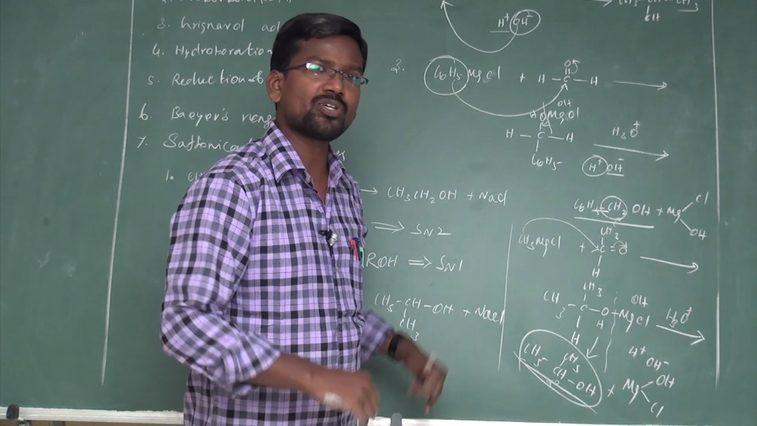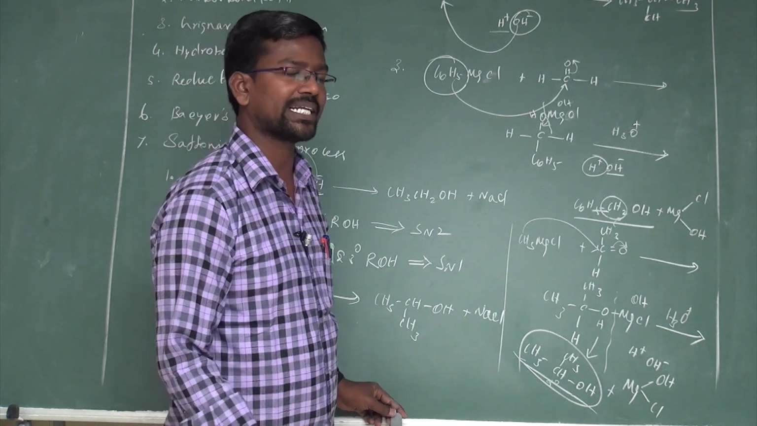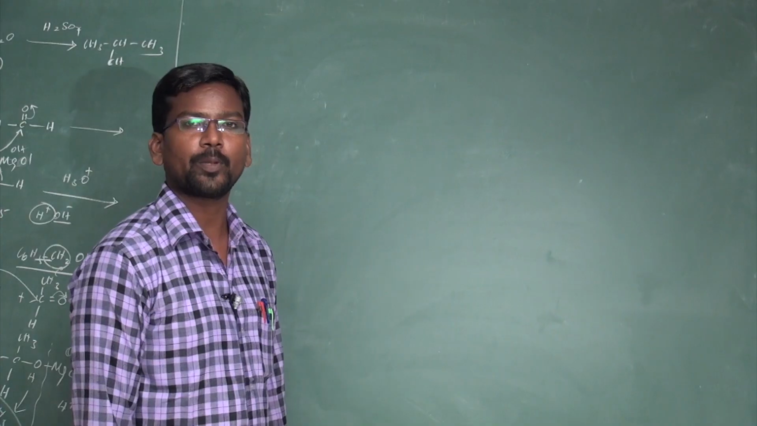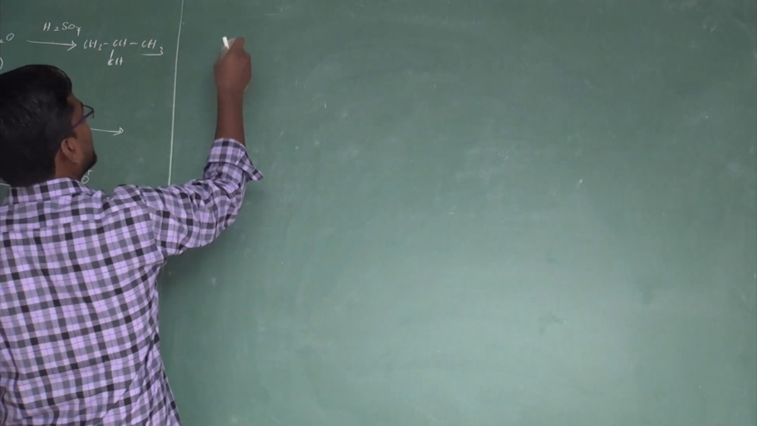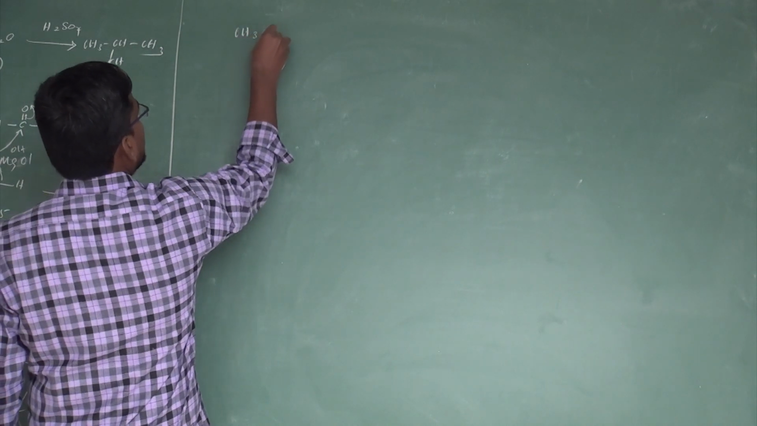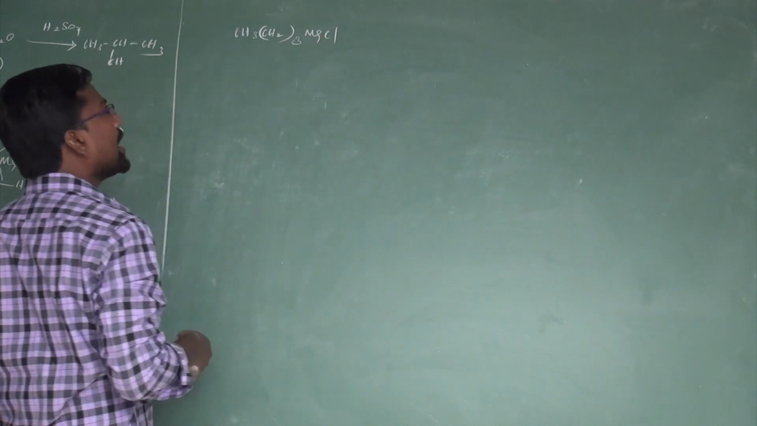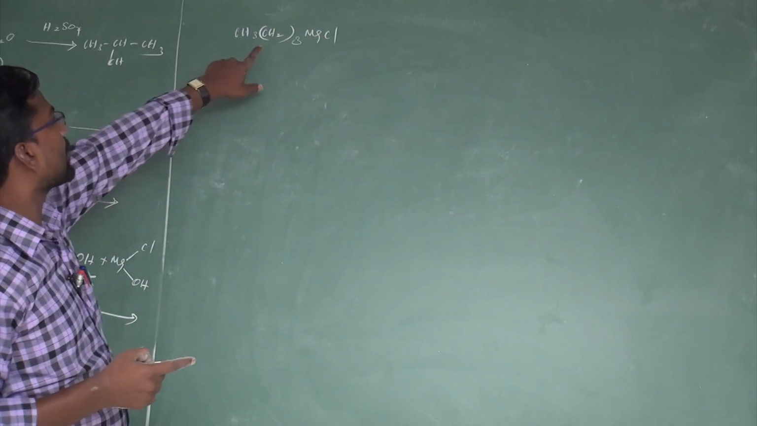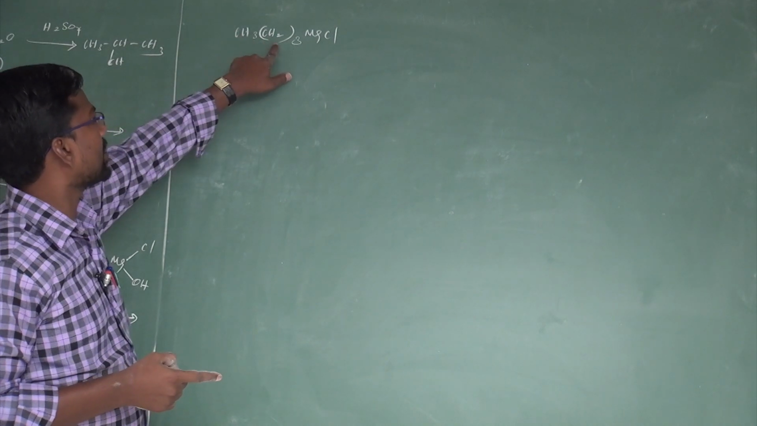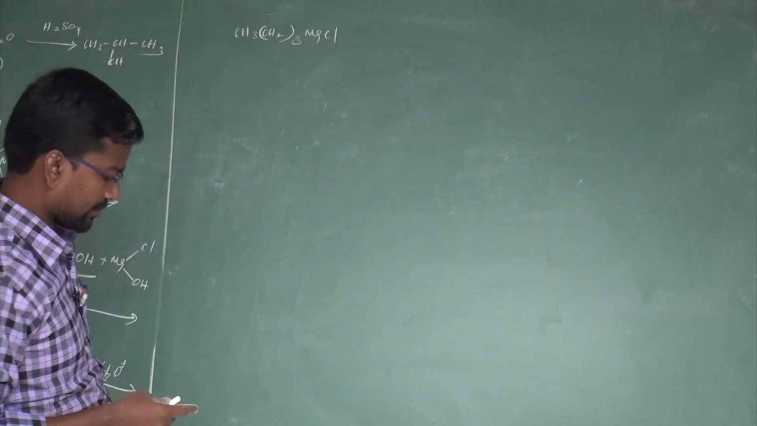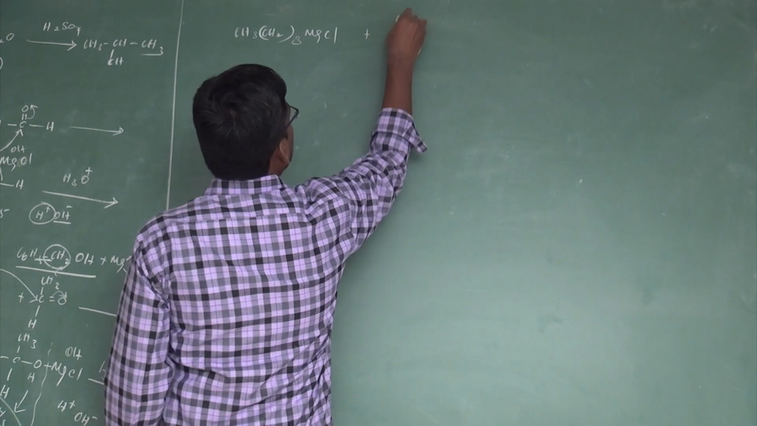Next one, the tertiary alcohol can be prepared from acetone. Acetone reacts with the alkyl Grignard reagent to give the tertiary alcohol. Preparation of tertiary alcohol. CH3, CH2 thrice, MgCl, n-butyl, totally 4 carbons are there. 1 methyl carbon, 3 methylene carbons, totally 4 carbons are there. So n-butyl magnesium chloride. The n-butyl magnesium chloride reacts with acetone.